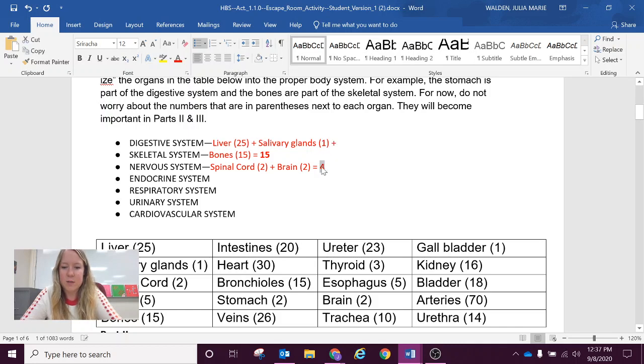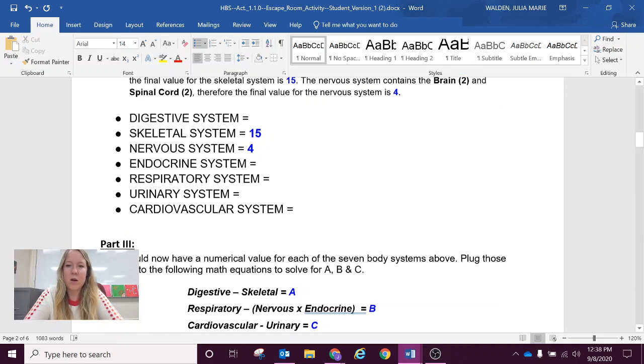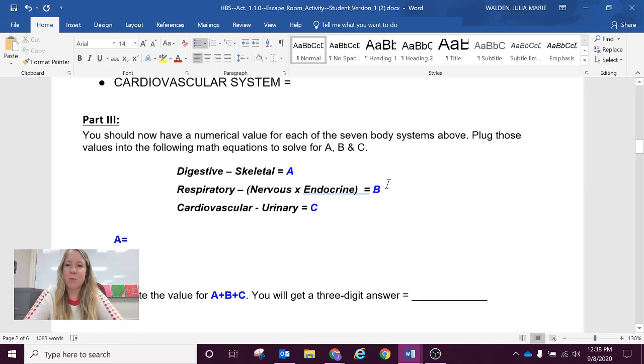So the nervous system has a total of 4 points. And again, we just write that here. So when you're done sorting all of the organs, you're going to get a number for the digestive system, and you're going to get a number for the endocrine system. And those numbers are going to come into play on the next part, which is math.